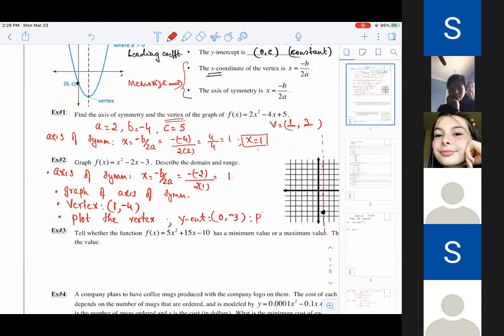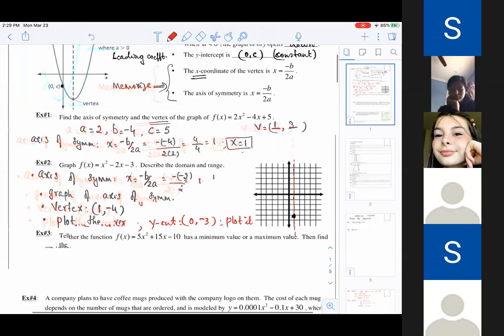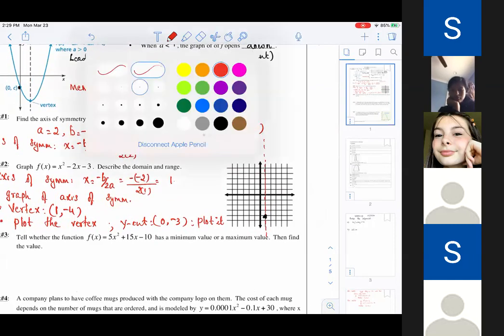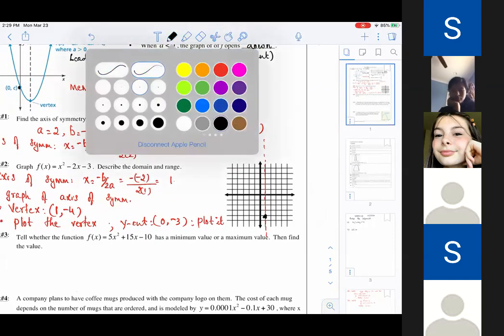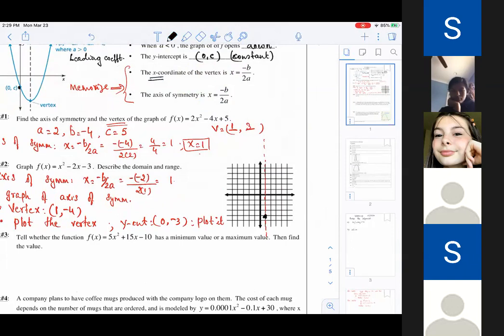I want you guys to plot that. Okay, 0 comma negative 3. So which is right here. Okay. Now, do you know the meaning of axis of symmetry? Symmetry means splitting into 2 equal parts, right?